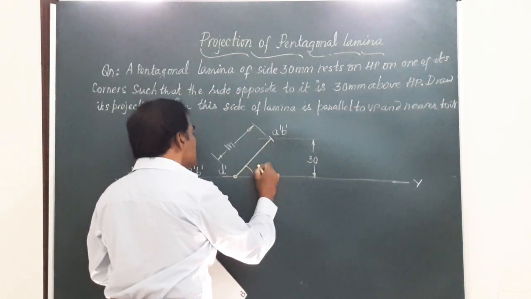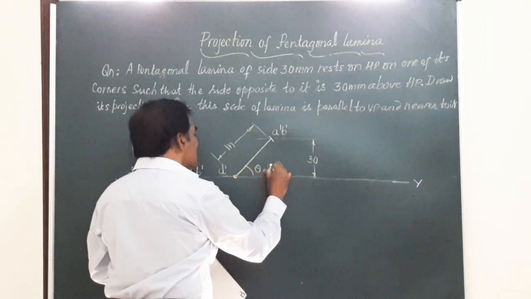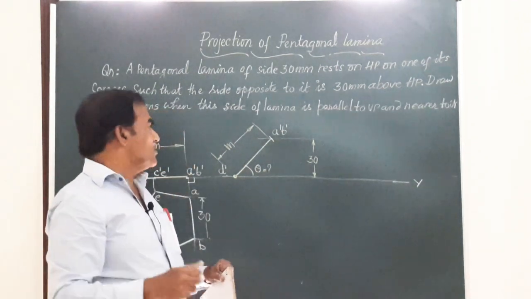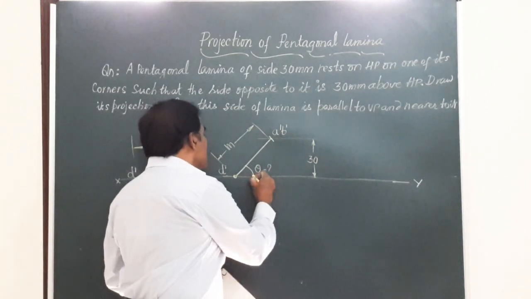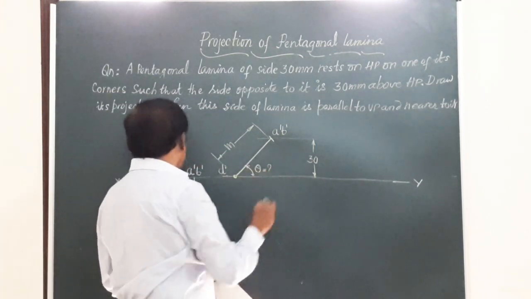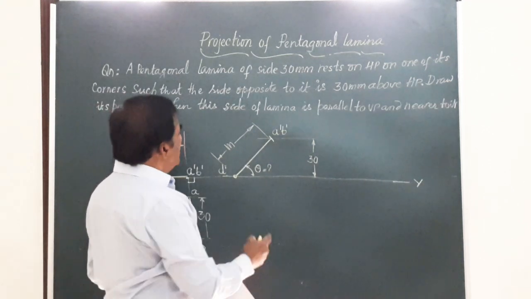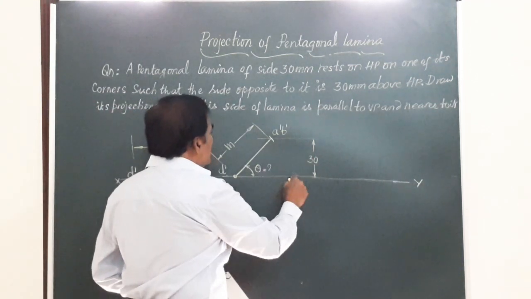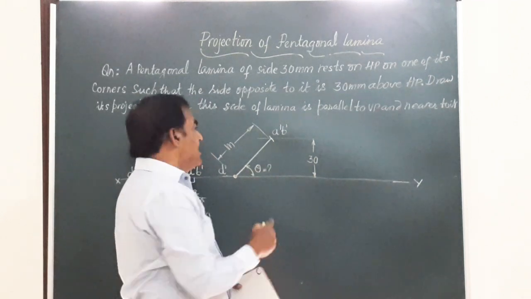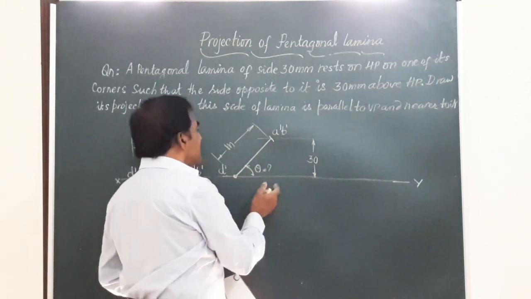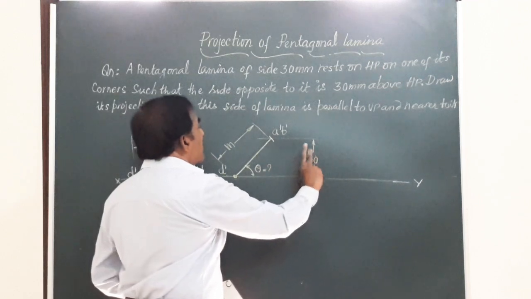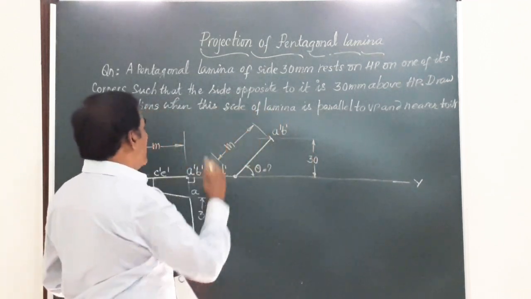So friends, in this problem, they can ask you to find out what is the inclination that the surface is making. So this will give you the inclination of the surface with the HP. So given this distance, they can ask you to find out theta, or given this inclination of the surface, they can ask you to find out at what height is that side above HP.